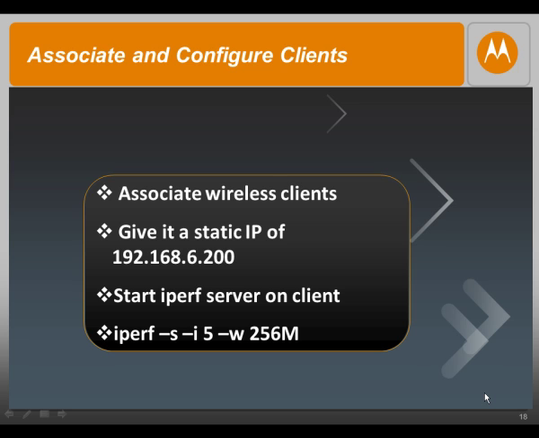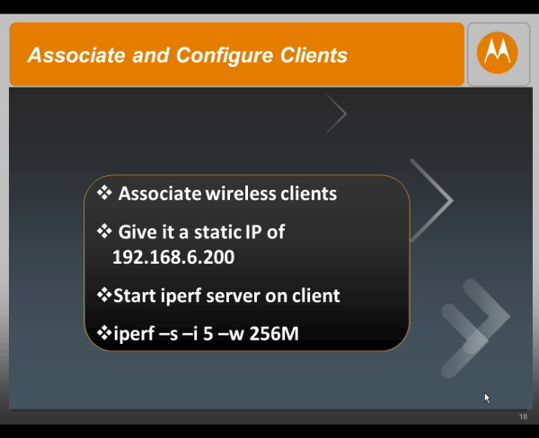We will now associate a wireless client to our Moto_Extended wireless LAN. This wireless LAN is mapped to VLAN 6, hence we will give our wireless client an IP address of 192.168.6.200. We will ping our wired server, which is 6.27, just to ensure there is connectivity between our wireless client and server.